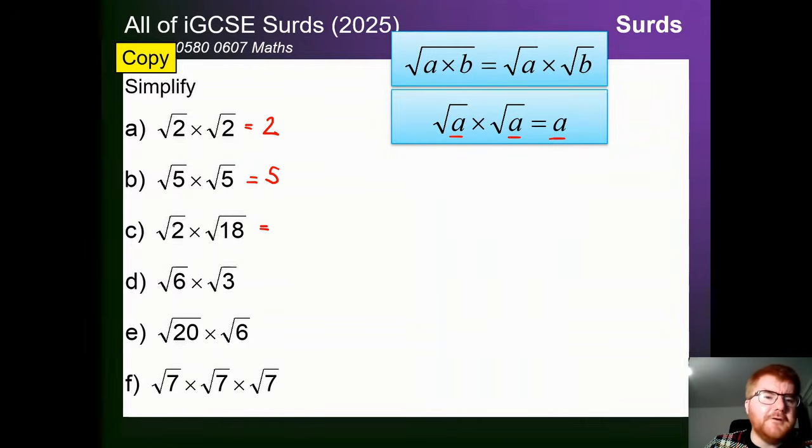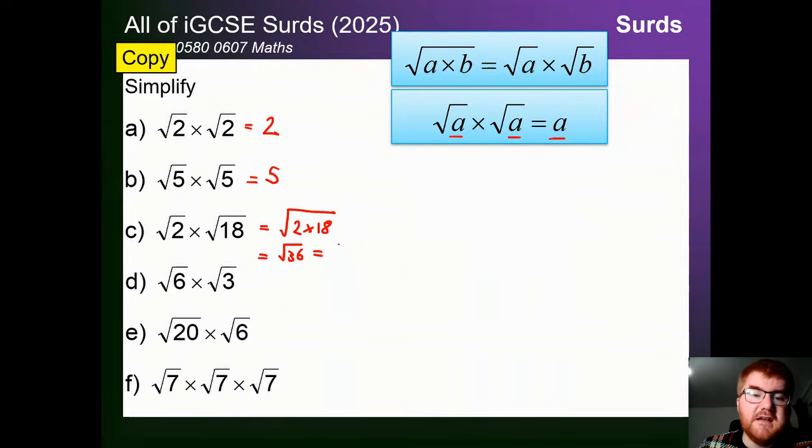If the numbers are different, so we have root 2 times root 18, all we do, we work backwards to what we did before. We do 2 times 18, so we can put it under the square root. 2 times 18 is root 36. And don't stop at this point, because we can actually simplify this. Something times something gives me 36. What's the something? That's equal to 6.